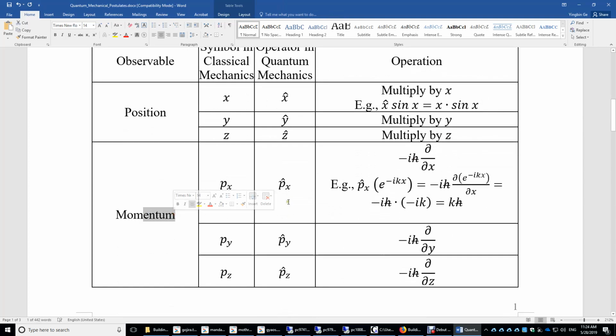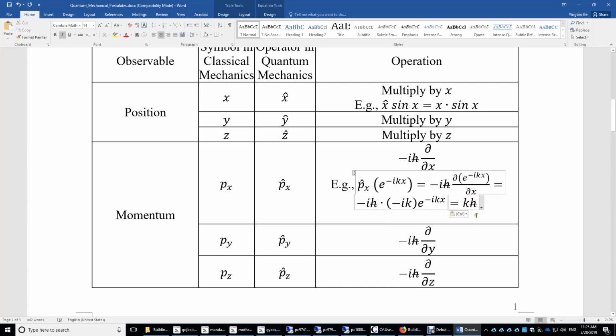For the momentum operators px, py, and pz, again also with a little hat on top, what's the example here? If you apply this px momentum operator to a wave function, for example, this complex function e to the power of -ikx, we simply take the first derivative of this wave function and then multiply by -i h bar. What's the result? The result is k times h bar times the same function. I'm sorry, I made a mistake here. I forgot to put this exponential function here and also here.